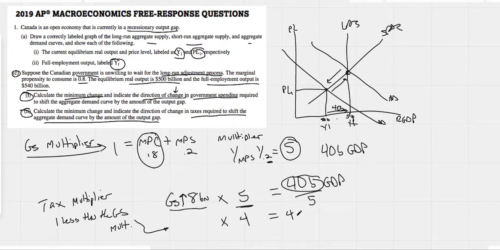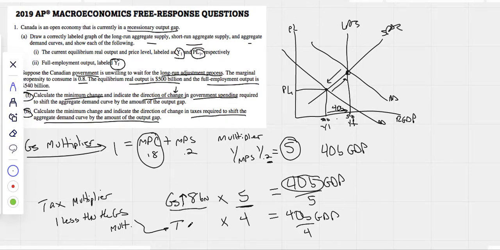We still need 40 billion of GDP. We could divide that by the 4. We know that taxes need to go down by 10 billion, because 10 billion times 4 equals 40.